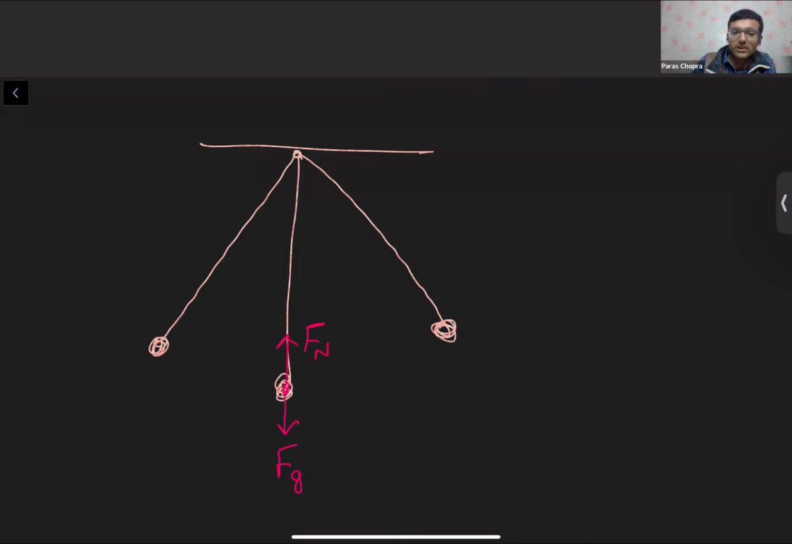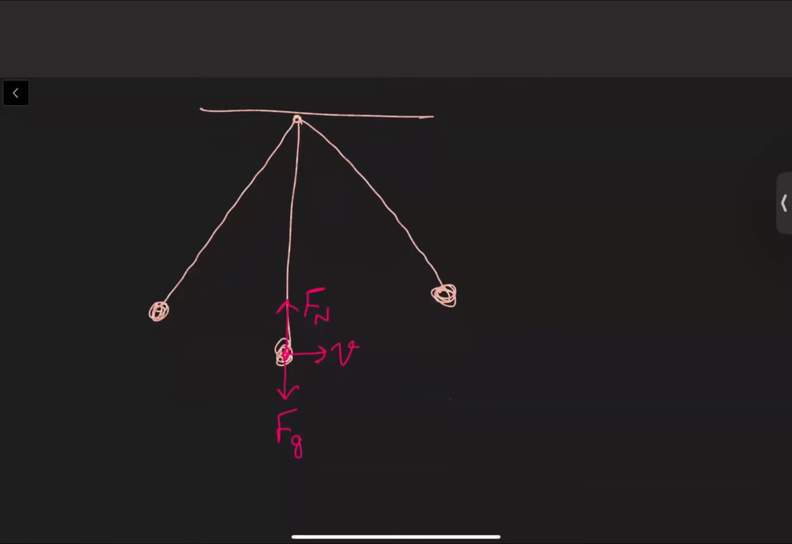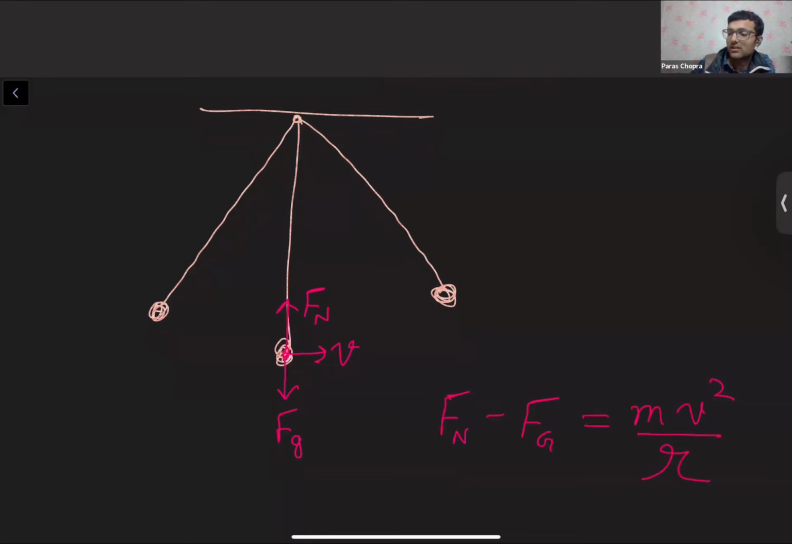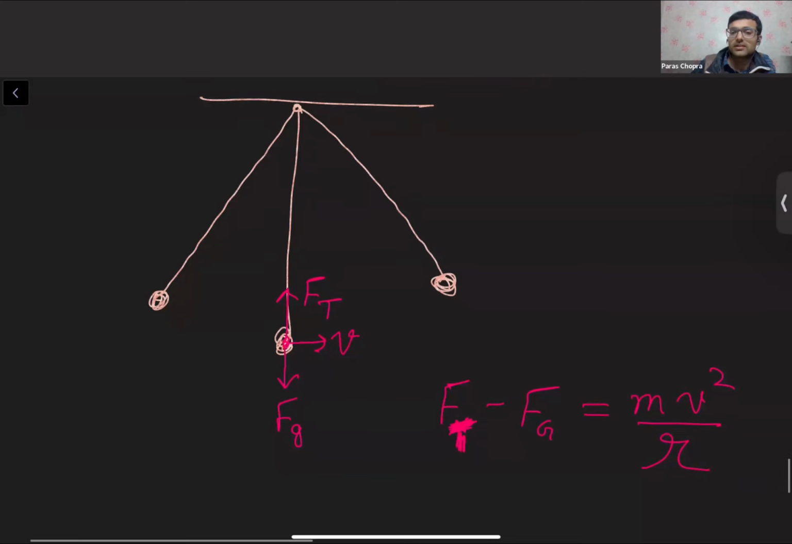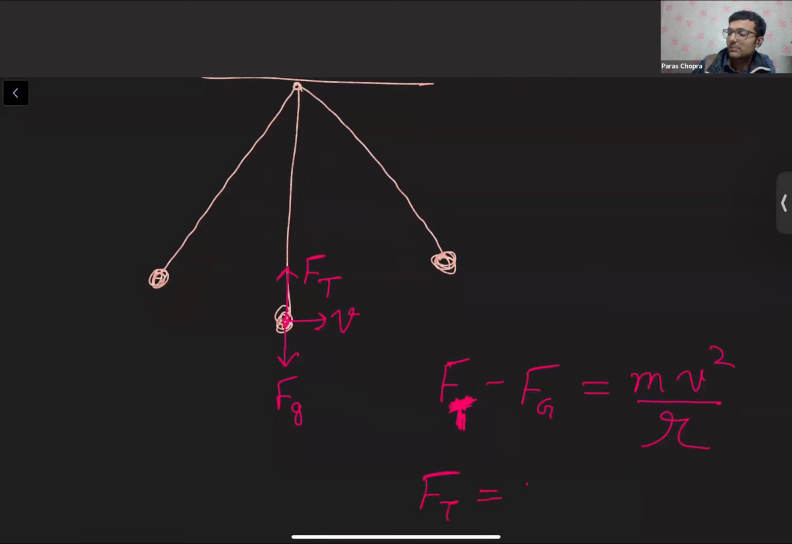Okay, will the velocity at this position be 0 or non-zero? So at this point there will be a velocity either towards the right or towards the left. So what will be the centripetal force at this position? So Fn minus Fg will be equal to mv square upon r. And this will not be a normal force, it will be a tension force because the string is attached. So what will be the tension force at the bottom of the pendulum? It will be mg plus mv square upon r.